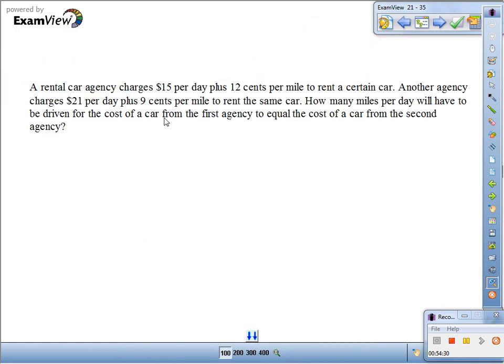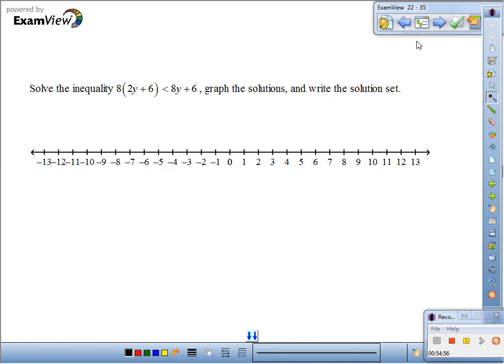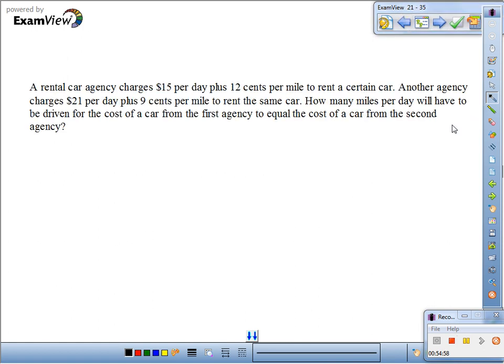It says, a rental car agency charges $15 per day plus 12 cents per mile to rent a certain car. Another agency charges $21 per day plus 9 cents per mile to rent the same car. How many miles per day have been driven for the cost for the agencies to equal the cost of the car of the second agency? So for this one, let me see what the next problem is. Hold on. Oh yeah, we're still on multi-step equations.